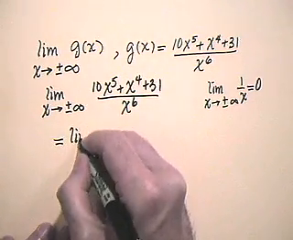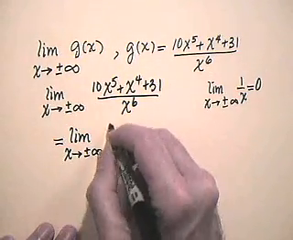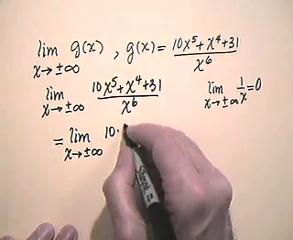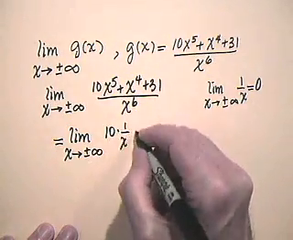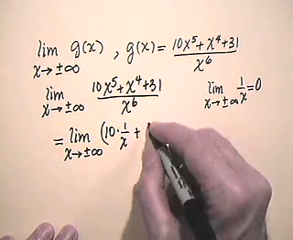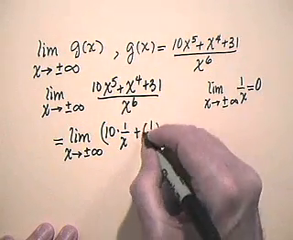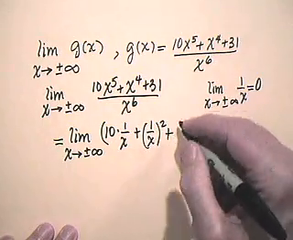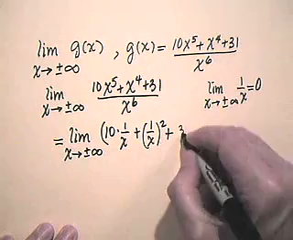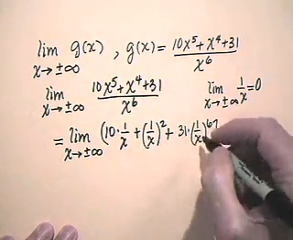So I'll have the limit as x approaches plus and minus infinity of 10 times x to the 5th divided by x to the 6th, which is simply 1 over x, plus x to the 4th divided by x to the 6th, which is 1 over x squared, which is 1 over x quantity squared, and then plus 31 over x to the 6th. Well, I can write that as 31 times 1 over x raised to the 6th power.